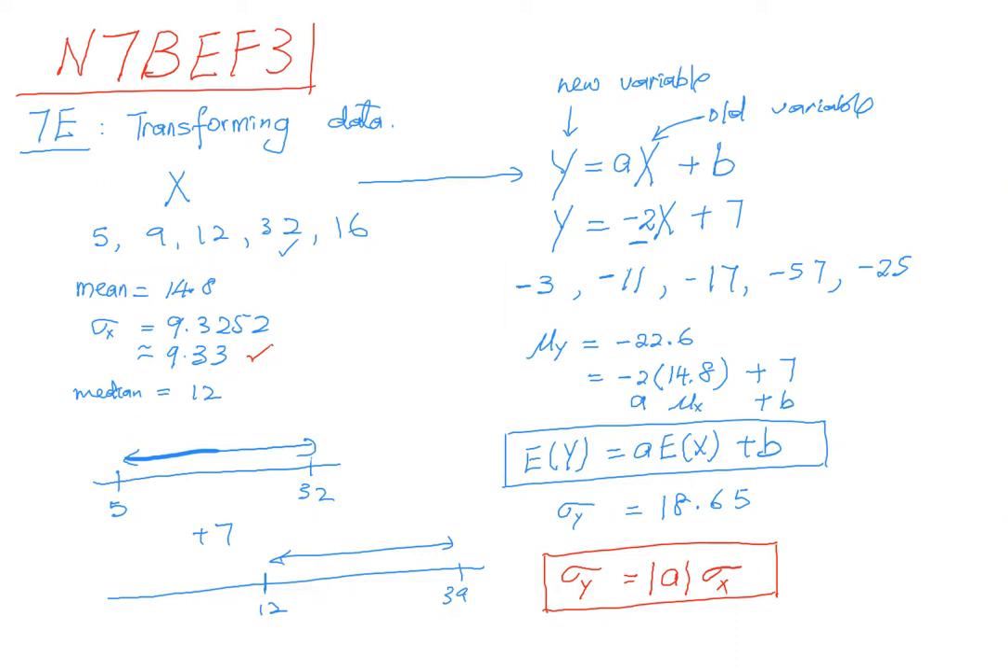Got it? So if I say the relationship between X and Y is like that, and I give you the mean and the standard deviation of X, you can find the mean and standard deviation for Y without doing all this calculation. Are you clear? Is it okay with you? So that is called transforming data. Okay, shall we try one question?